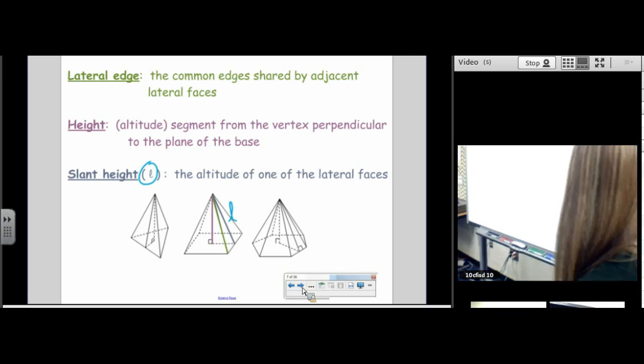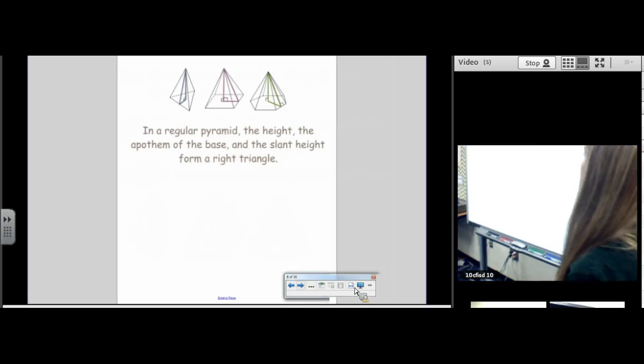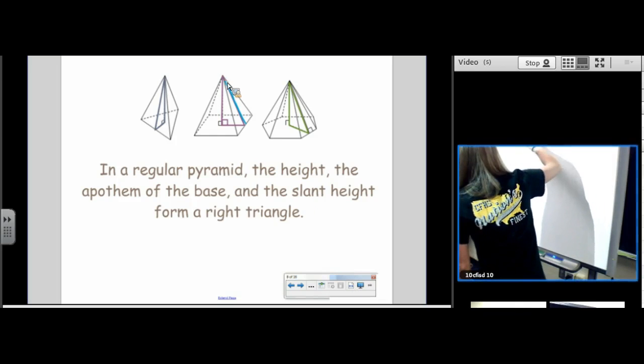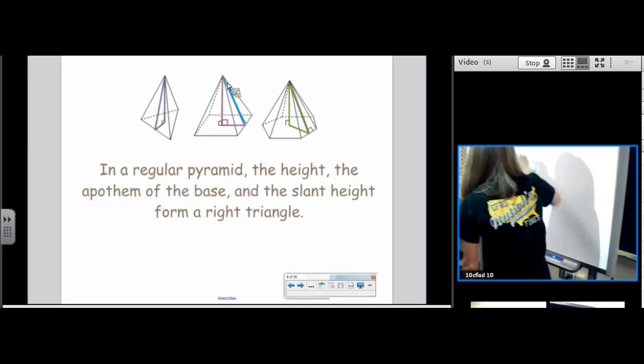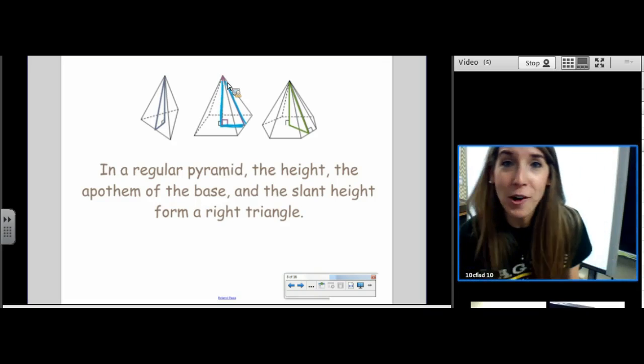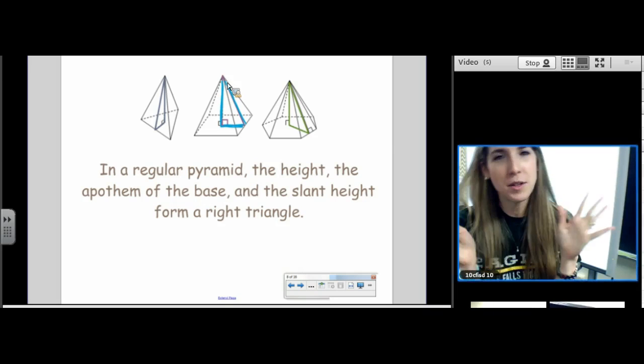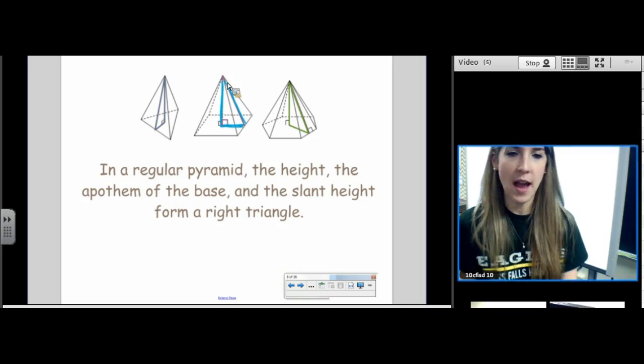Okay, so the slant height, the height, and the apothem of the base form a right triangle. Guess what that means? You're going to be using Pythagorean Theorem. Maybe you'll use 30, 60, 90, but most of the time you'll be using Pythagorean Theorem.